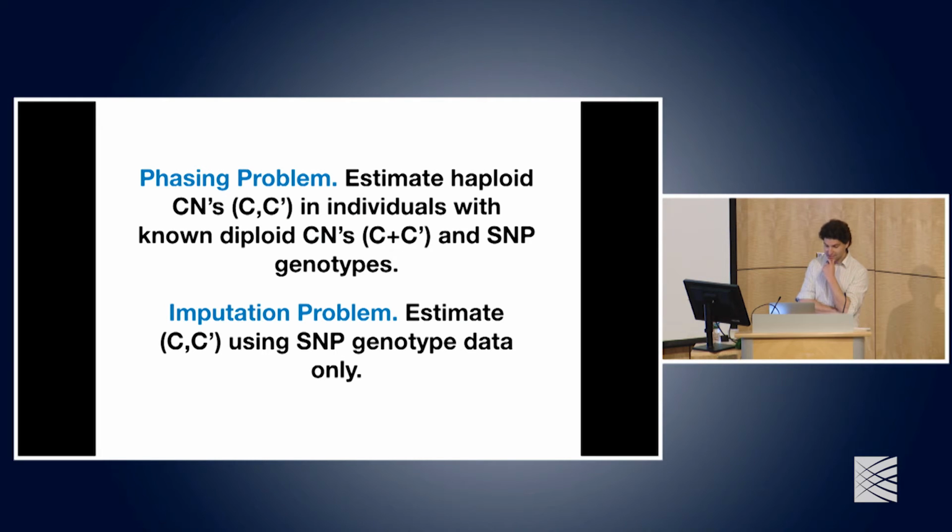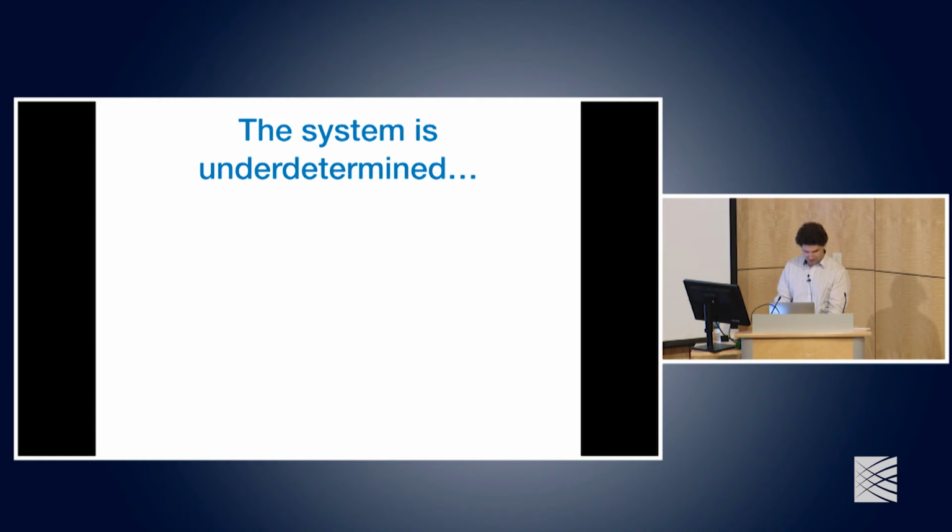These two problems and their solutions are closely related. I'm going to primarily focus on phasing. I'll say a word about imputation at the end. But phasing really guides the imputation. So we can start by writing down the system of equations imposed by the diploid copy numbers. And when we do that, maybe we're a little daunted.